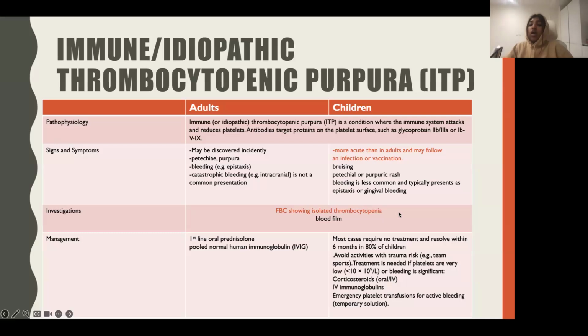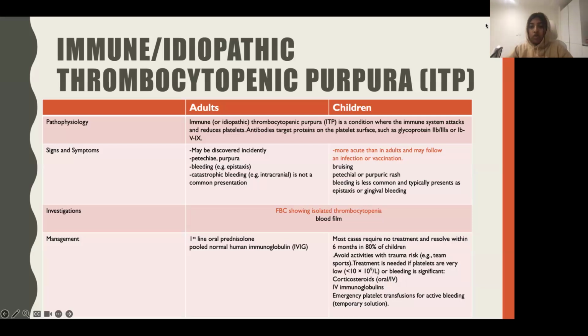Investigations: FBC shows an isolated thrombocytopenia. So if you think ITP, the I in your head should be isolated and the T should be thrombocytopenic. That's how you remember it. And then you can also do a blood film. I don't think it shows anything specific to ITP, but management in adults, first line for ITP is oral prednisolone. Makes sense because this is an autoimmune problem, so give it steroid. You can also give IVIG if that doesn't work.